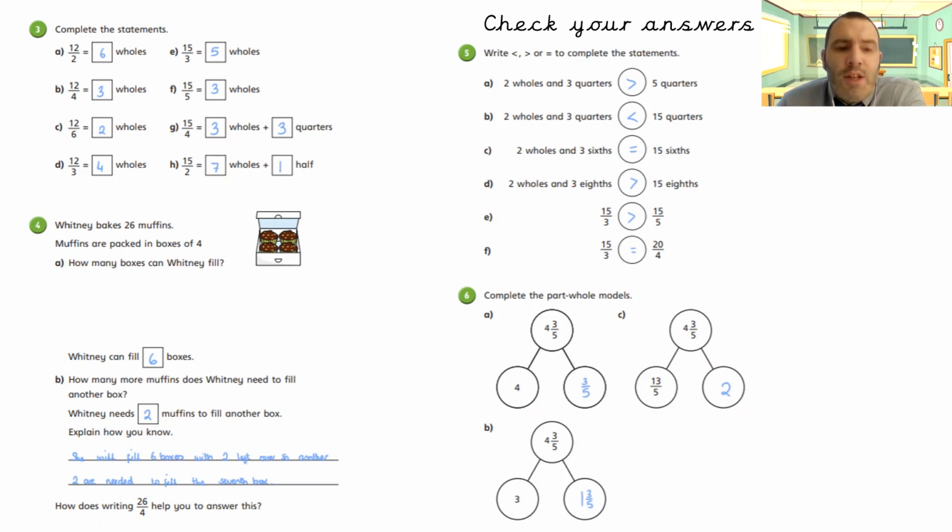So writing 26 over 4, how does it help you answer it? It shows you the relationship between the number of muffins you've got and the size you need to fill a box. So it gives you the number of wholes that you will have.